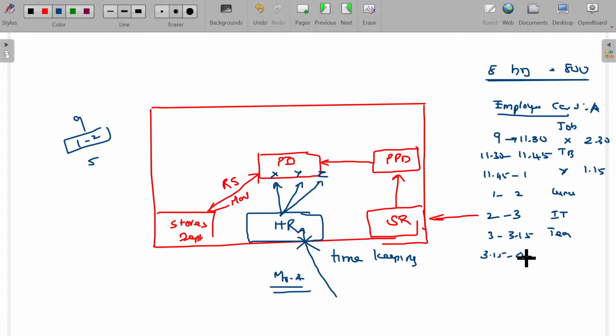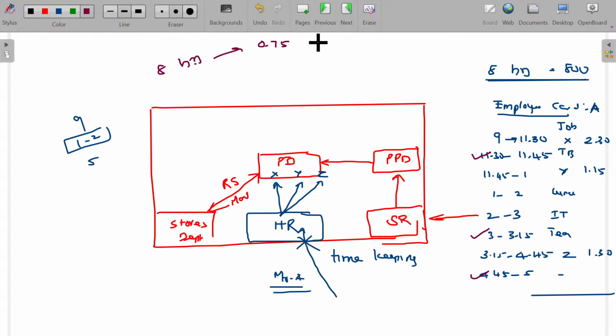From 3:15 to 4:45, he worked for Z. How many hours? 1.5 hours. And 4:45 to 5, no job, and he leaves. Now, out of 8 hours, the tea break is unavoidable. And finally, only 15 minutes we cannot allot any job. So almost 45 minutes, which I can make 0.75 hours.